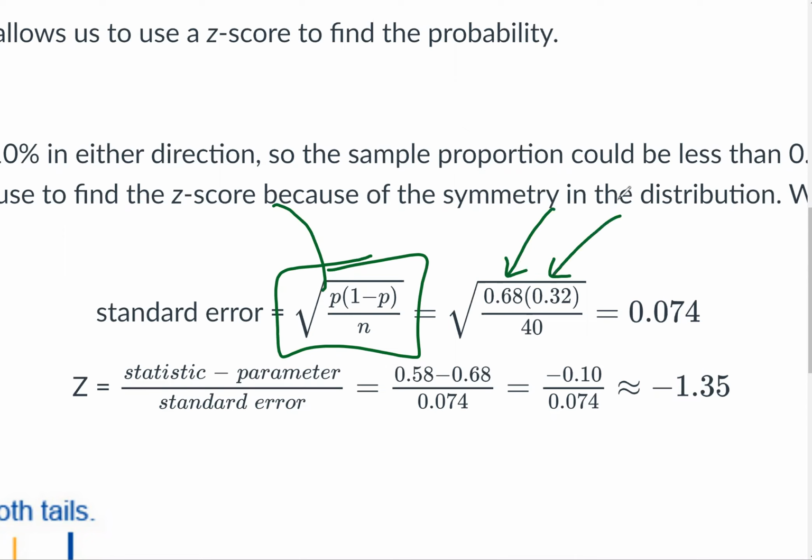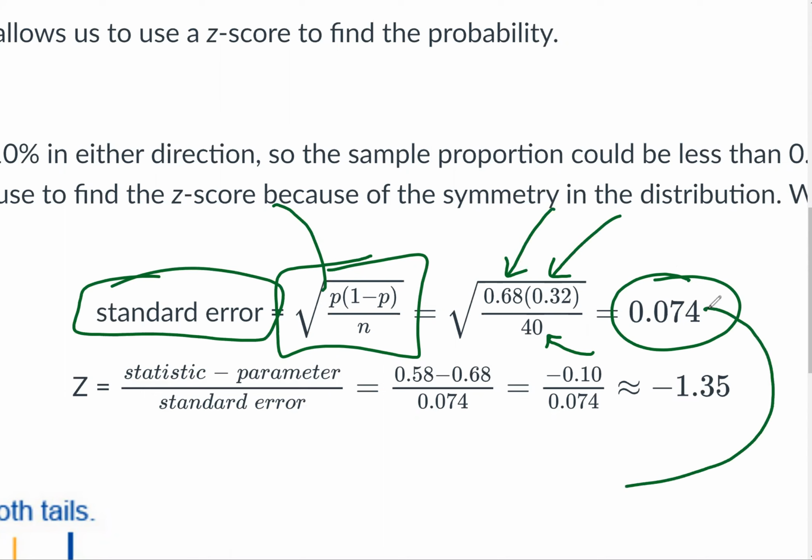We already kind of figured that out above. It's 1 minus 0.68, which is 0.32, divided by n. They're saying the sample size would be 40. If you multiply 0.68 by 0.32, divide it by 40, and then take the square root, you get 0.074. Okay, that's our standard error. We're going to stick that in the z formula. That's the denominator. So 0.074 is going to go right there for the denominator.